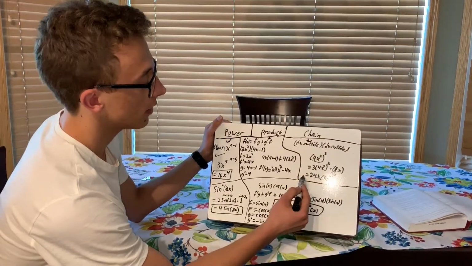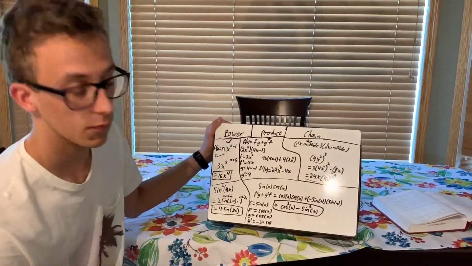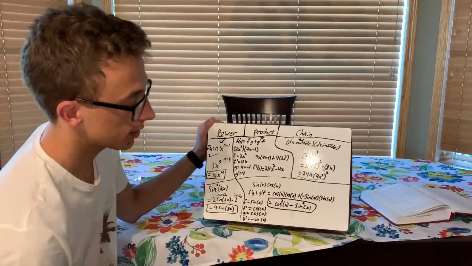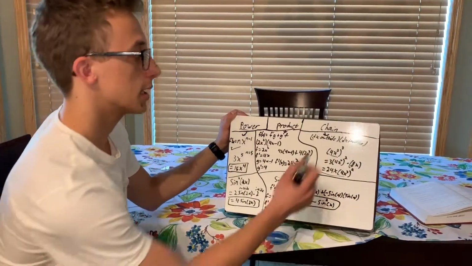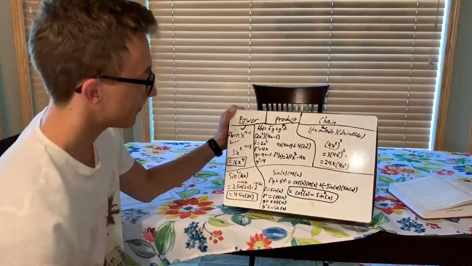So then we have underneath here our final and more verified answer as we brought that 8 to the front. It's 24x times 4x squared. So that's how you use chain law, product law, and power.